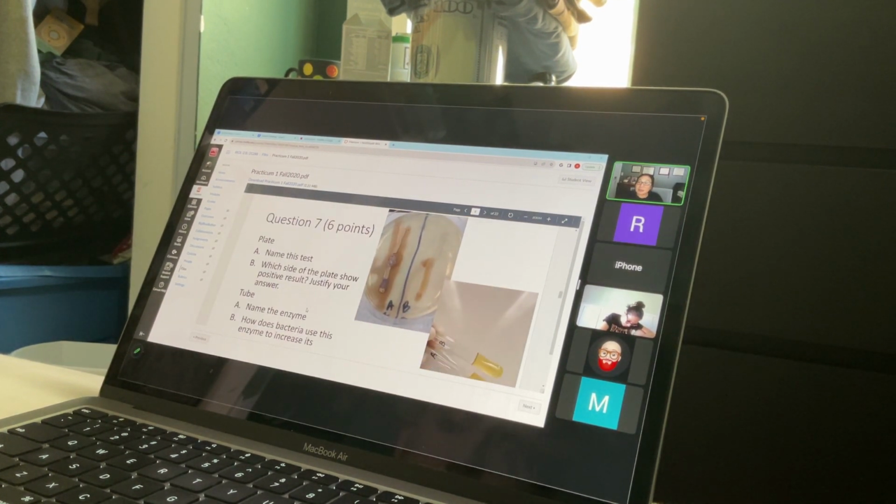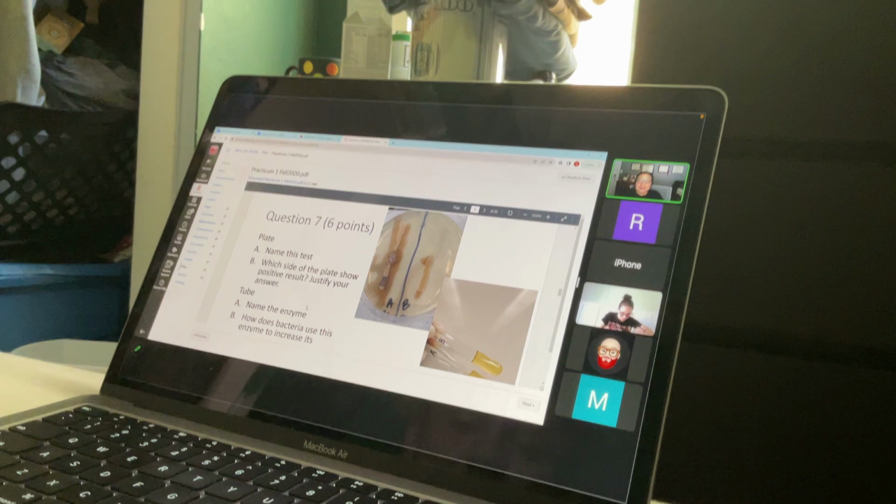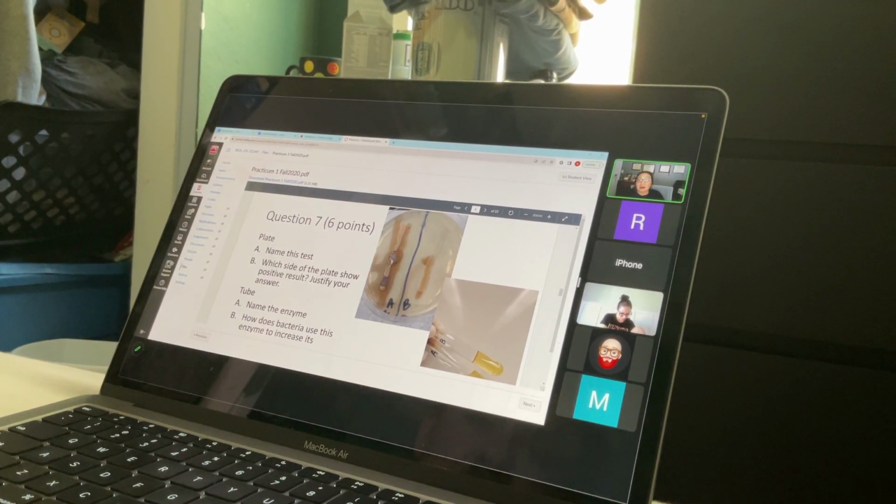Jump in anytime, everybody. Raymond and I just go through the slide. The next one is a plate. And on the plate, you see bubbles on the culture. Okay, so what test is that? The catalase test? That would be the catalase test.